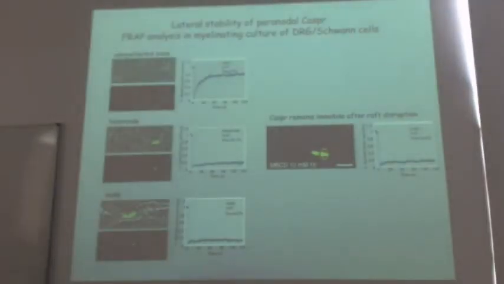So next we did some fluorescence recovery after photobleaching experiments, FRAP analysis, to measure the lateral stability of Caspr. There are some modifications of the slide, but here it's an unmyelinated axon, and we measure the lateral mobility of Caspr GFP using photobleaching in a small region of the axon. And as you can see, there is a strong recovery of fluorescence. The mobile fraction is around 73%, meaning that Caspr GFP is highly mobile within these unmyelinated axons.